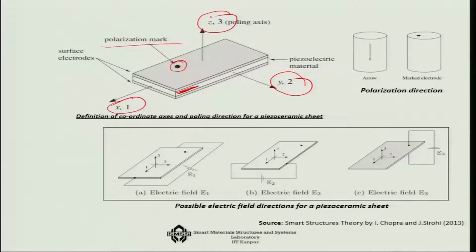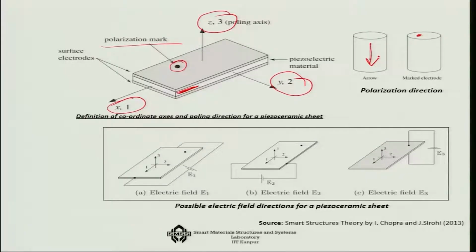And we have to keep in mind that this point is showing that the poling axis is the z direction, towards this arrow itself. So that is the polarization direction. In this case, suppose you see this arrow here, then this is the polarization direction of the system.